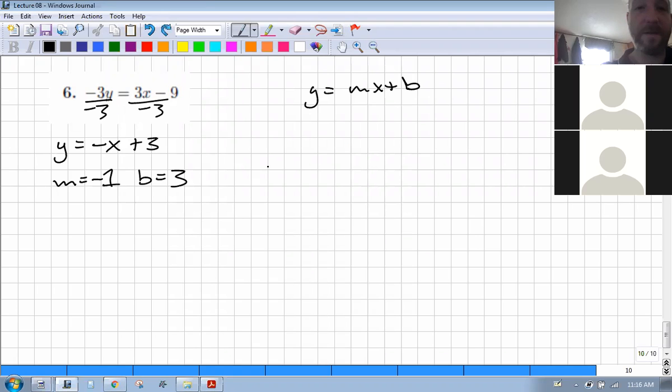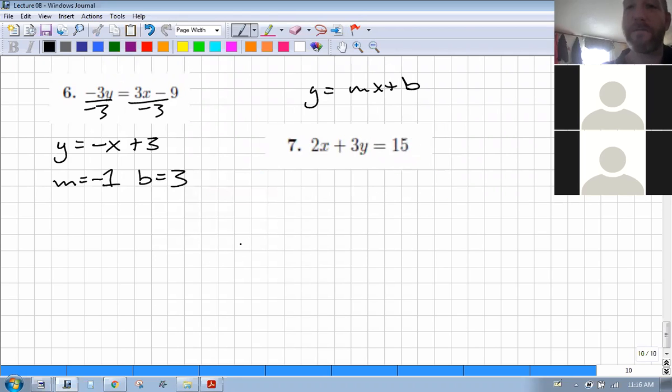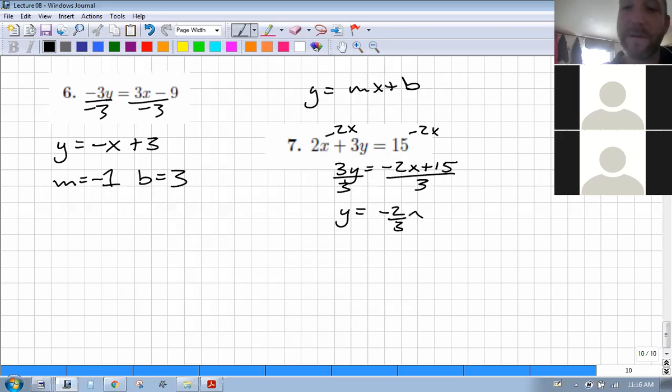So we'll go to 7 here. We want to get the y by itself. Let's subtract 2x from both sides. It gives us 3y equals negative 2x plus 15. I'm going to put the x first, so it looks more like that. Now I'll divide everything by 3. So we got y equals negative 2/3 x. 15 over 3 is 5. So our m here is negative 2/3, and our b is 5.